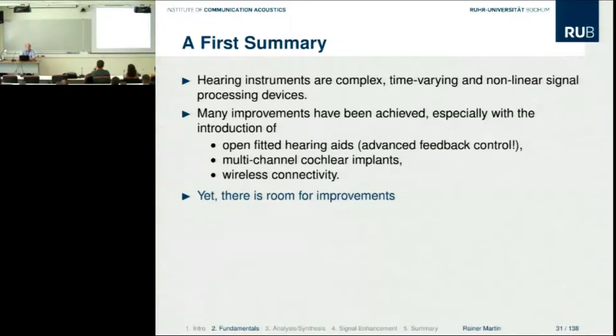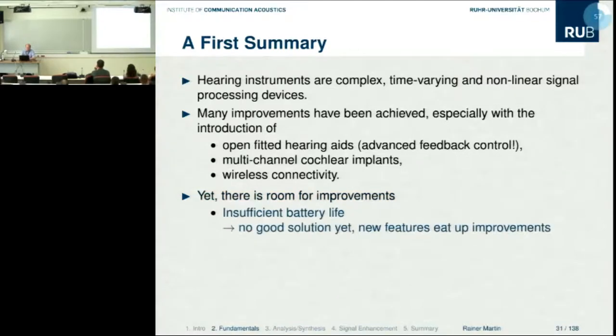So if you talk to users, they are quite happy now with listening in quiet. So when they sit at home in the living room and talk to their partner or other people, they are usually quite happy with the performance. But there are still several sources of dissatisfaction, including insufficient battery life.